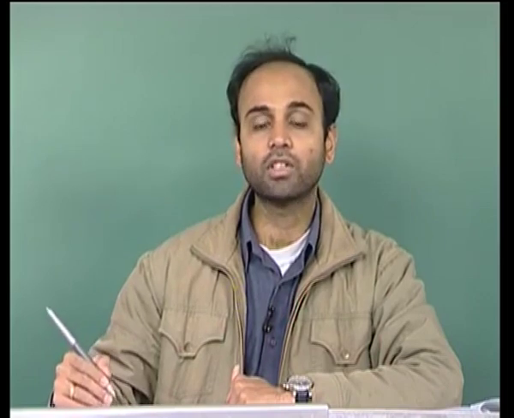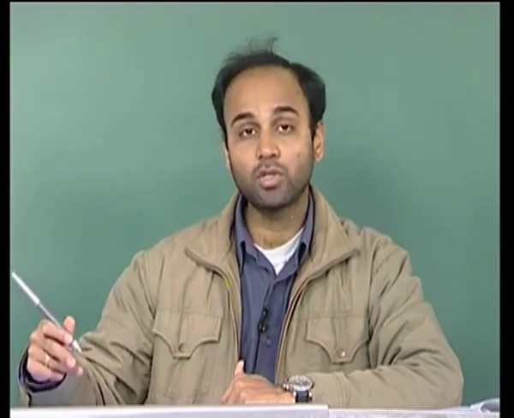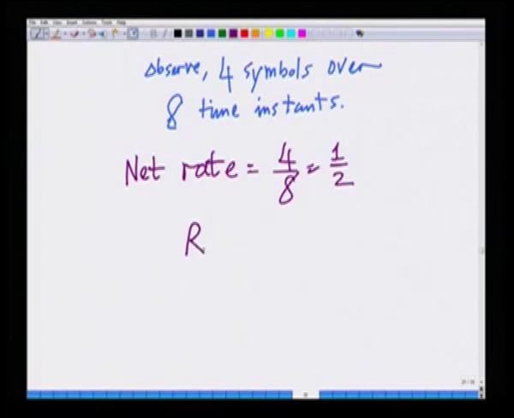This code for a 1 cross 3 MIMO system, that is 1 receive antenna and 3 transmit antennas, in fact transmits 4 symbols x1, x2, x3, x4 in 8 time instances. So, the net rate is 4 symbols in 8 time instances, which is 4 over 8, which is half. Hence, this is an R equals half code.